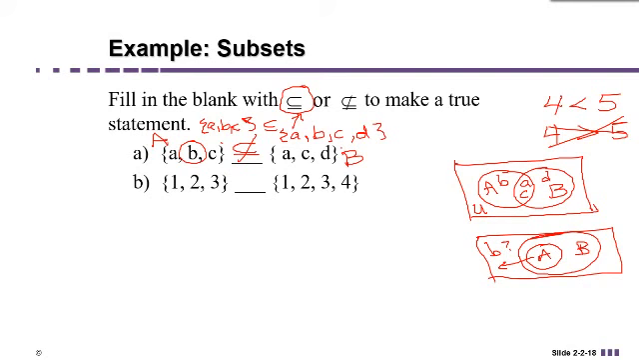Yes, it is a subset because 1 is an element of the set on the right, 2 is an element of the set on the right, and 3 is an element of the set on the right. So this set {1, 2, 3} is contained in the set {1, 2, 3, 4}.